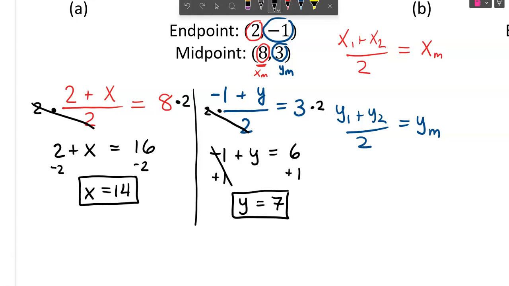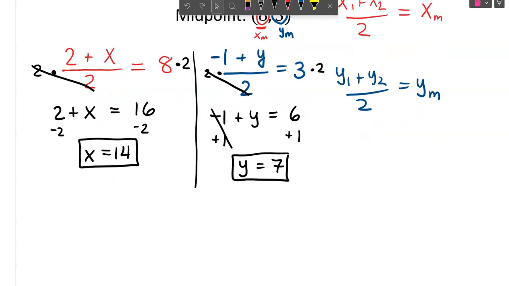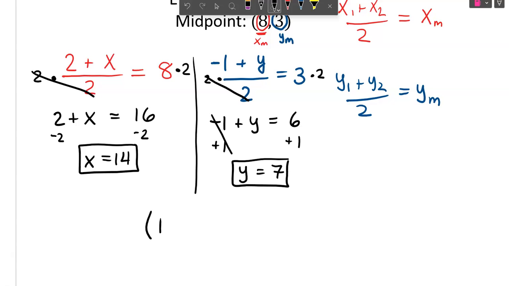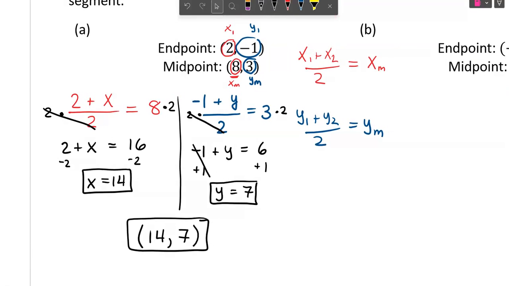So these numbers are my two coordinates that will give me that other endpoint. And so my final answer here will be (14, 7). Final answer here. I'll zoom back out so we can take a look at that.